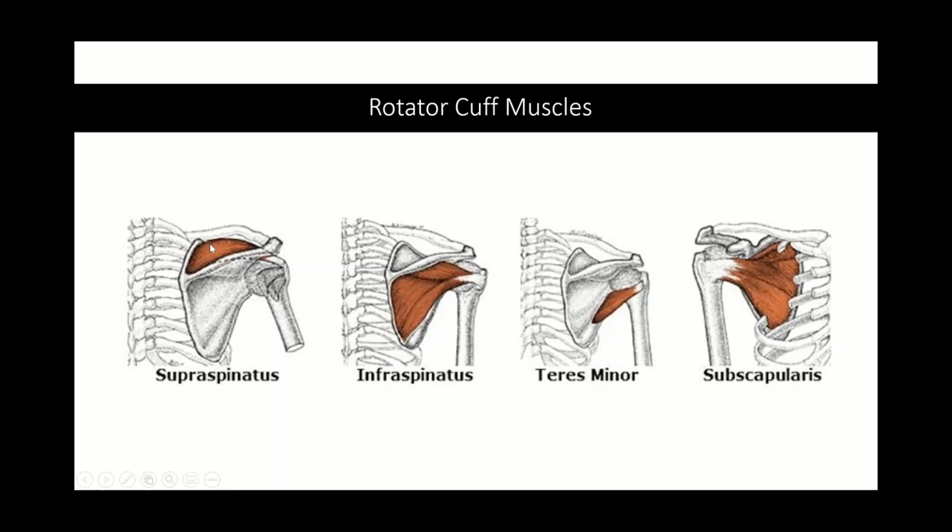The first one, the supraspinatus muscle. Right here you can see it's positioned on top of the shoulder blade. We have the infraspinatus muscle, which is below the spine of the shoulder blade. We have the teres minor muscle here, which is also below the spine, kind of right below the infraspinatus muscle. And then we have the subscapularis muscle, which is actually on the front of the shoulder blade. So in this picture, we're looking at a frontal view, whereas in all three of these pictures here we're looking at the back view.